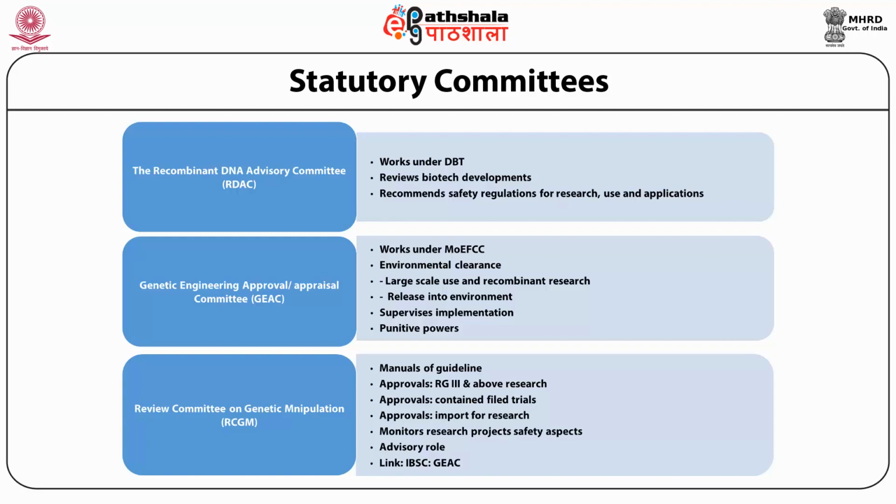If we look at the main functions of the Review Committee on Genetic Manipulation, the RCGM brings out manuals of guidelines specifying procedures for regulatory process on GMO research, use and applications, including in industry with a view to ensure environmental safety. RCGM also reviews all ongoing recombinant DNA projects involving high-risk category and controlled field experiments.